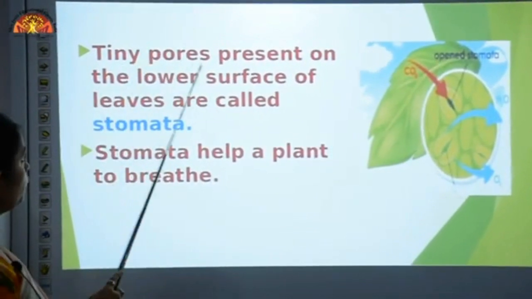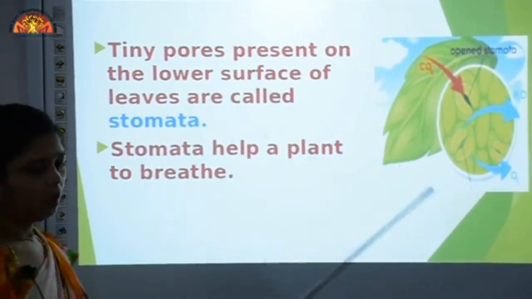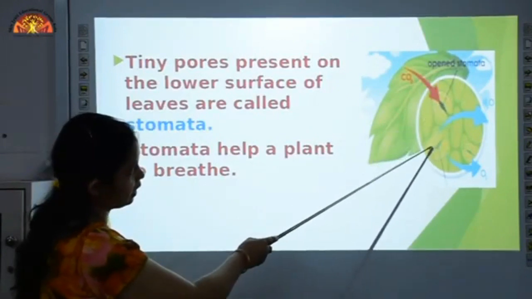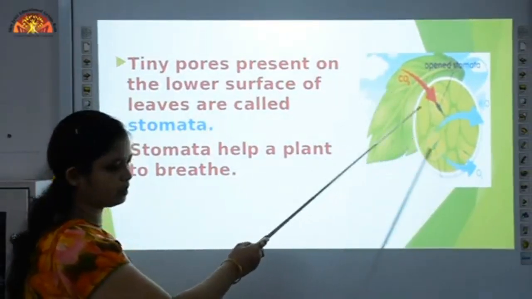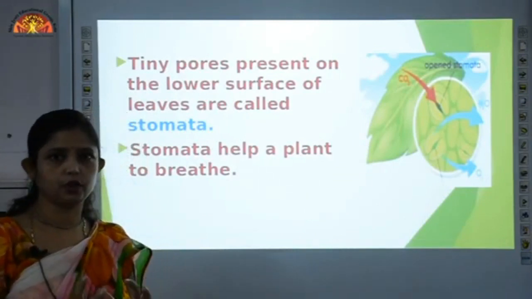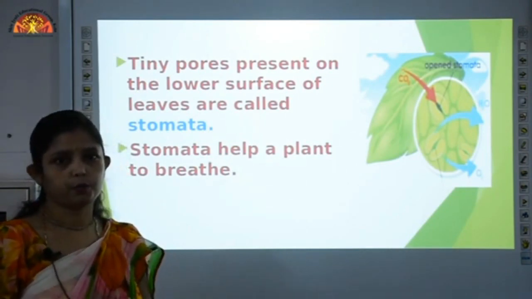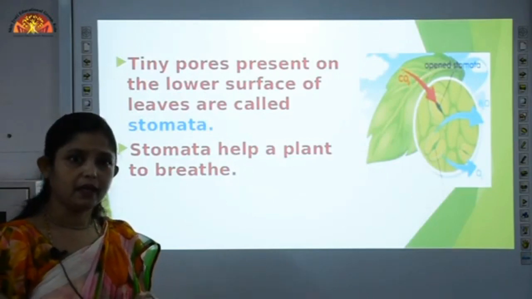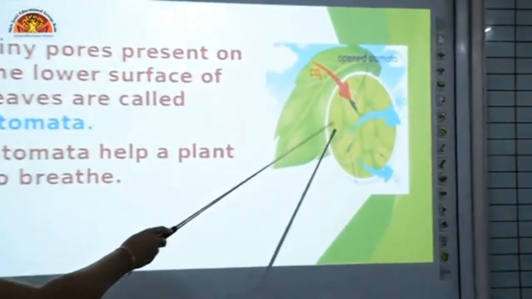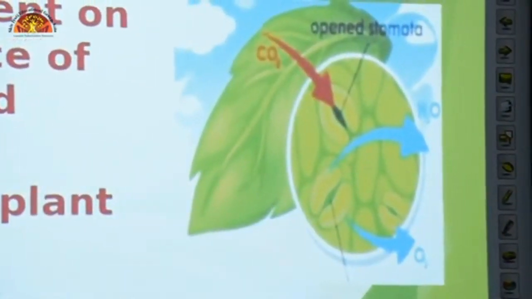Now, tiny pores present on the lower surface of the leaves are called stomata. Children, in this diagram you can see stomata. These are the tiny pores which are present on the lower surface of the leaves. Now these stomata are very minute, they are very tiny, so small that you cannot see them through your naked eyes. You need a microscope or a magnifying glass to see them. So you can see the stomata here in this diagram. These are the holes which are called stomata.